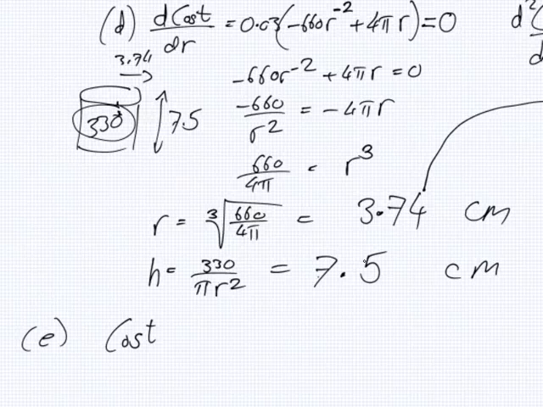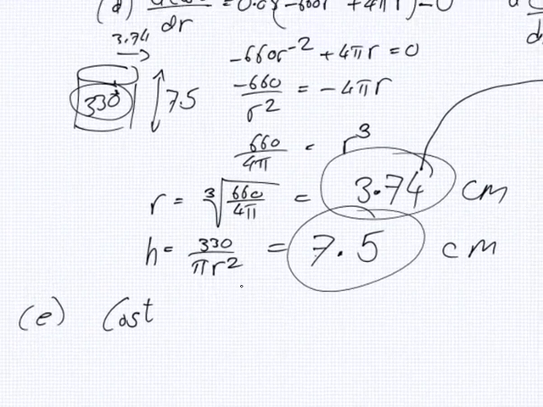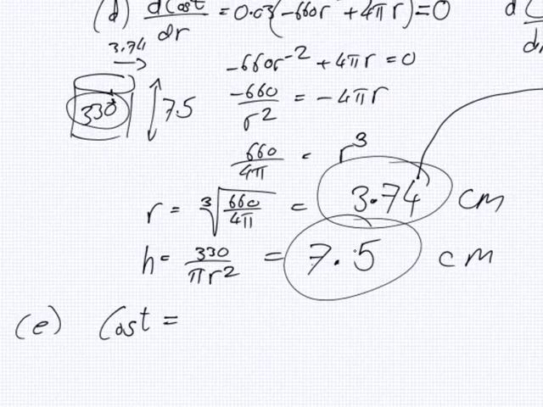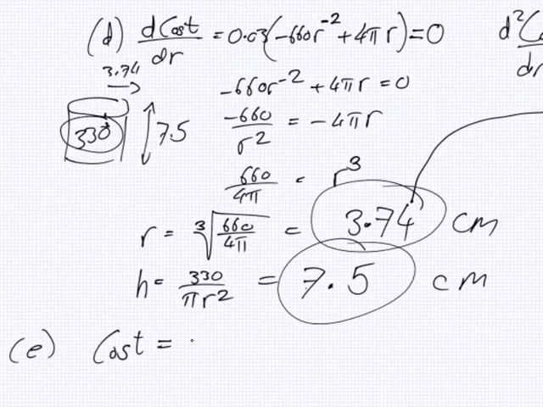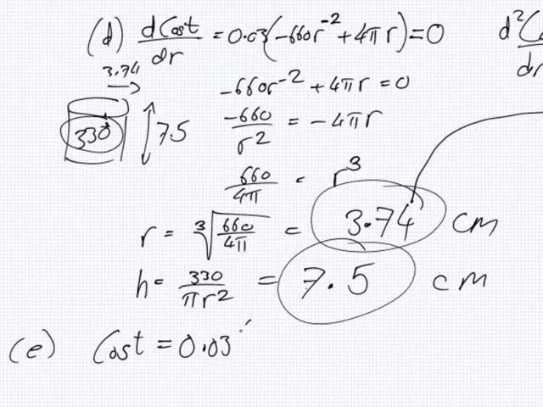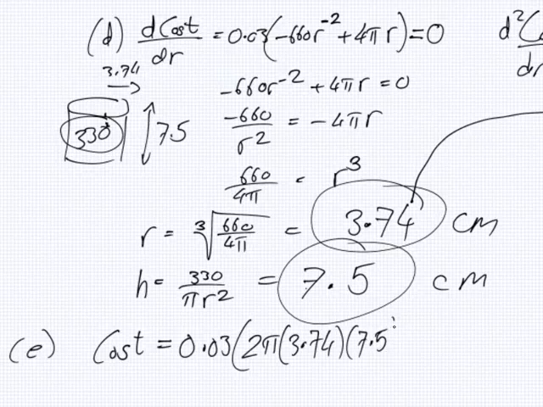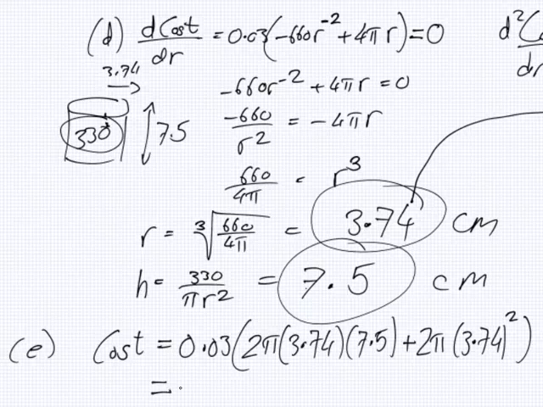The cheapest way I can make the can is with this radius and this height. The last part is to work out what that cost is. So you just substitute these back into your formula. 0.03 2 pi r h plus 2 pi r squared. So can someone just type that in, please? Just be careful with the brackets.